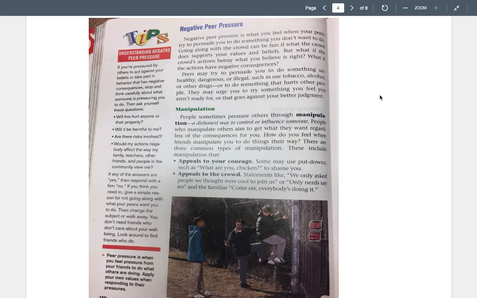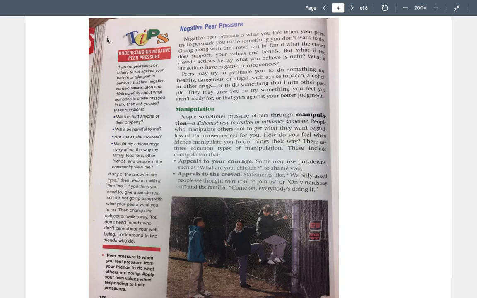And on the side here, where it says tips, understanding negative peer pressure: if you're pressured by others to act against your beliefs or take part in behavior that has negative consequences, stop and think carefully about what someone is pressuring you to do. Then ask yourself these questions. This is pretty important to ask yourself before you do something.